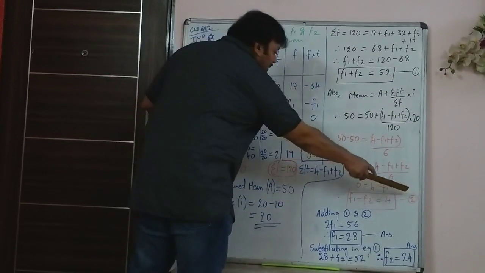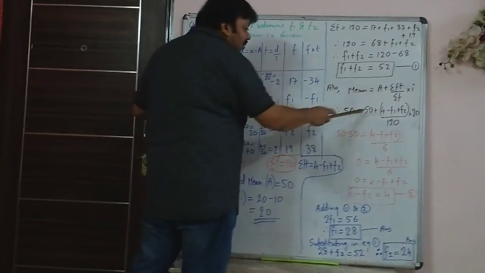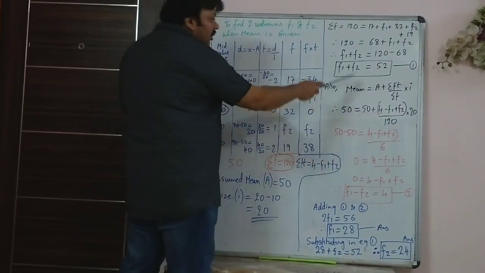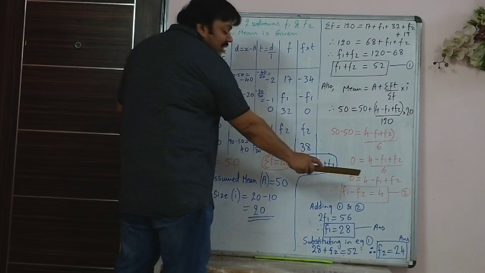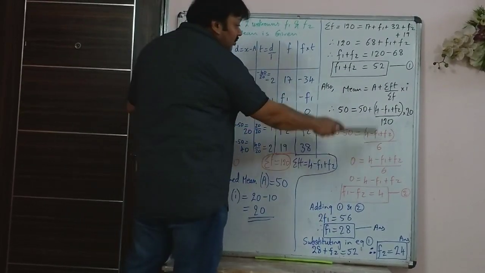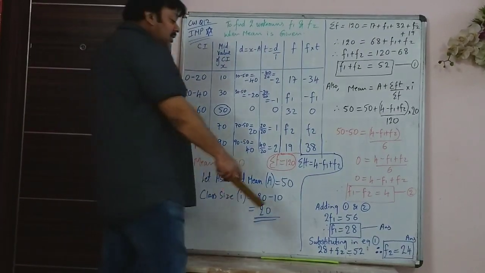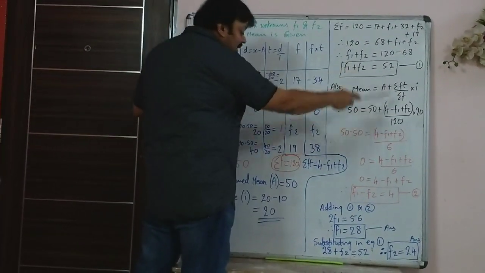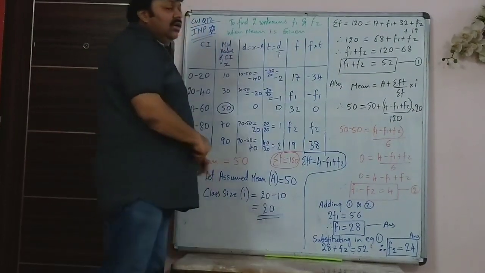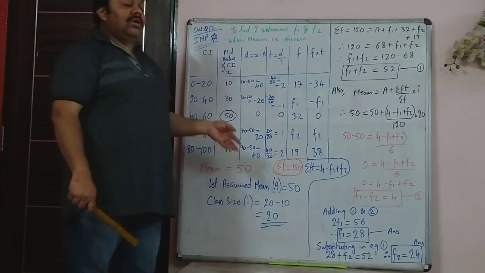So now you have made 2 equations, one from sigma f and one from the mean formula. Now all you need to do is add the 2 equations. You will get 2f1, f2 gets cancelled. 2f1 is 56, or f1 you will get as 28. Then you substitute that 28 in this equation, you will get f2 as 24. Your answer is f1 and f2's values. That is what is asked.